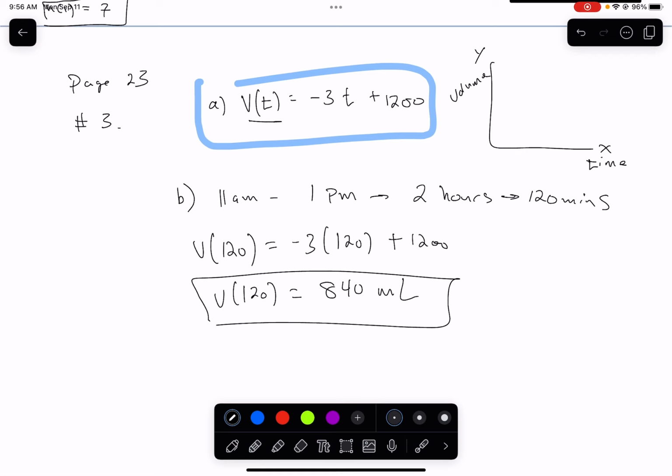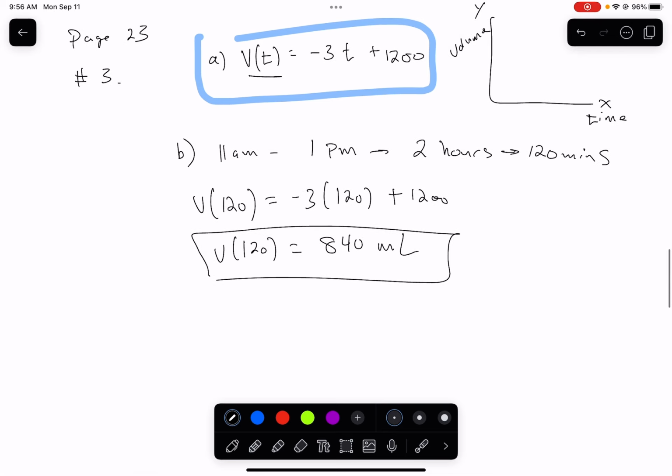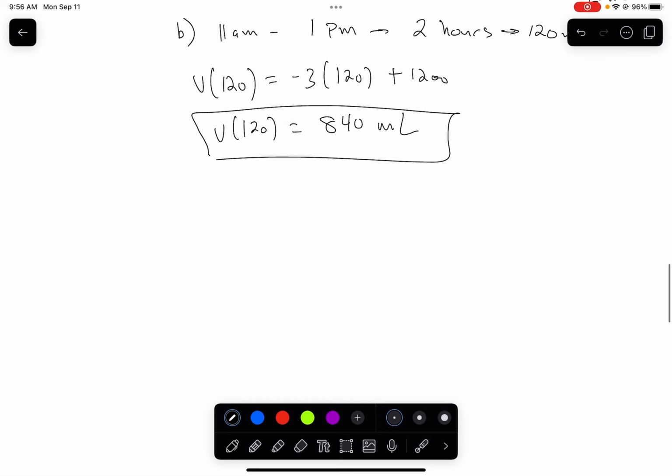Everyone happy? Yeah, that's straightforward. I think that's just input a value, get an output out. Okay? Building off question A, now question C is a little bit different.